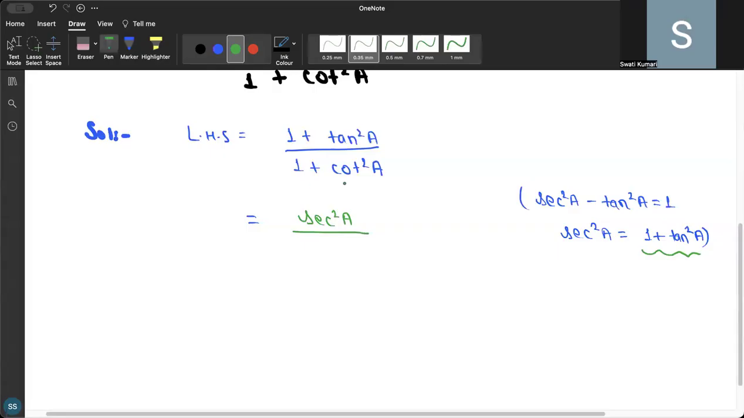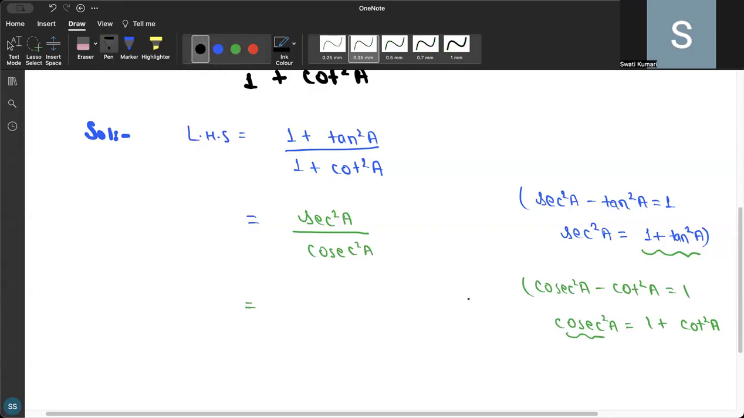upon. Next, there is another formula, which is cosec square A minus cot square A equals 1. So from here we can write cosec square A equals 1 plus cot square A. So we have a formula for the denominator as well. 1 plus cot square A is nothing but cosec square A. So I can write down cosec square A.